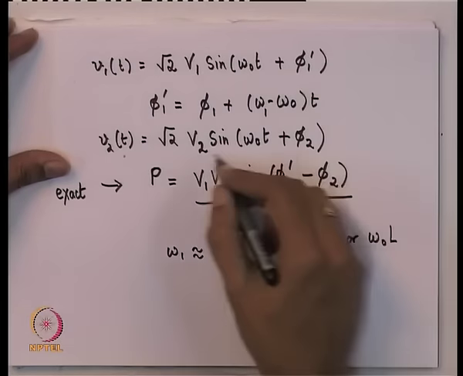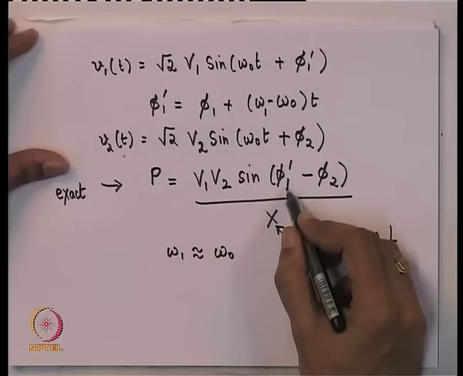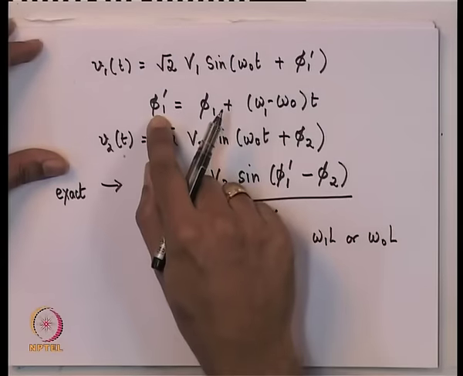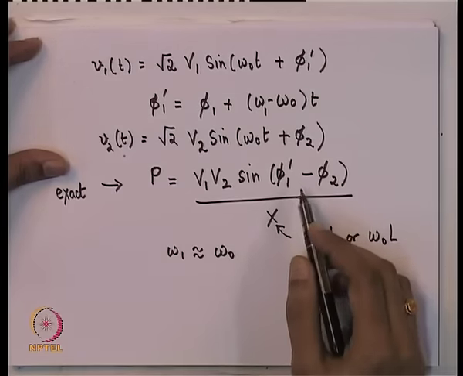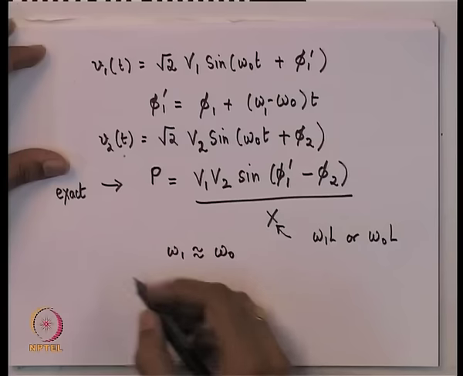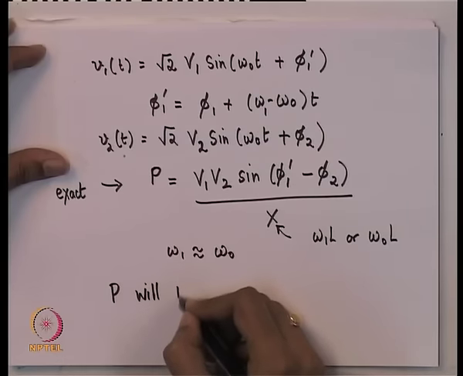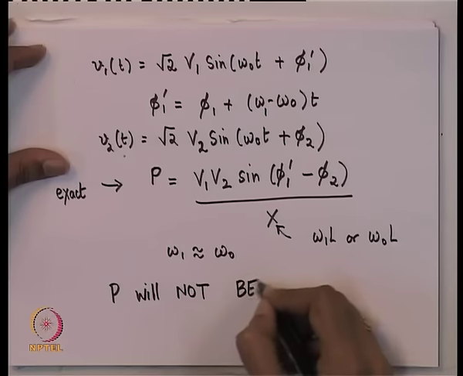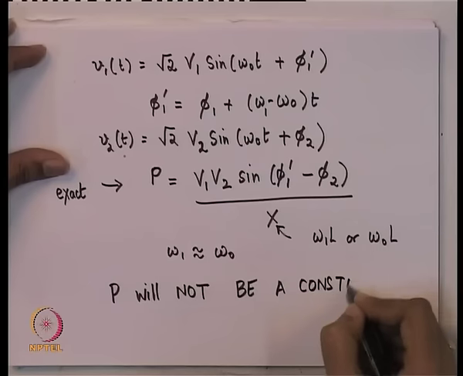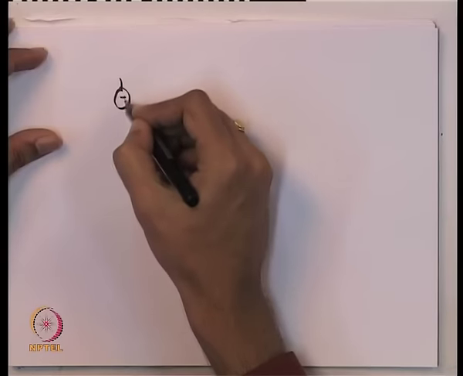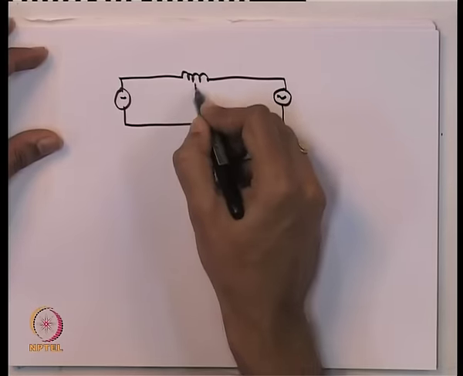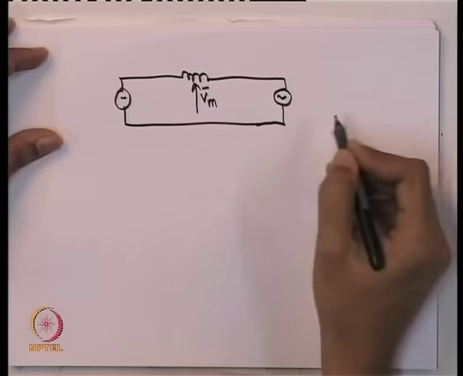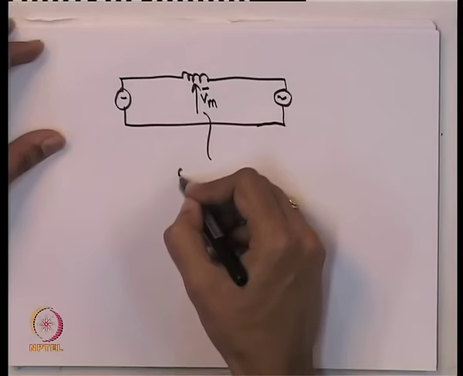Now, what do you see in this formula? The power flow is not a constant. Remember, φ1 is changing with time. So, what you have is, in case the frequency of the two sources is not equal, three phase power flow will not be a constant. It keeps jumping around. Can you also show that if you got two sources with two different frequencies, the magnitude of the midpoint voltage also will not be a constant.